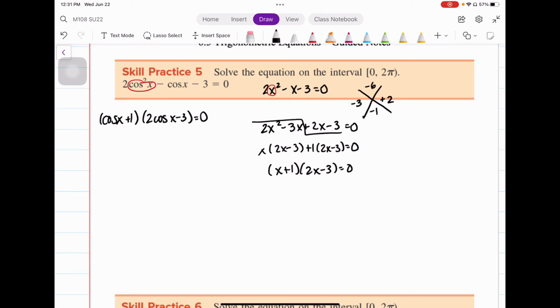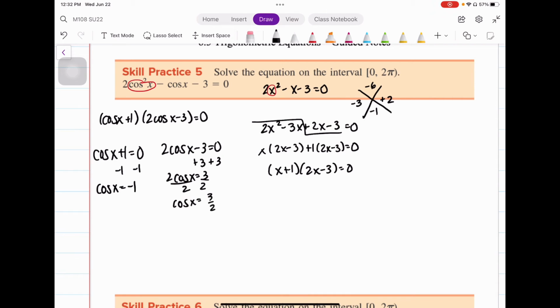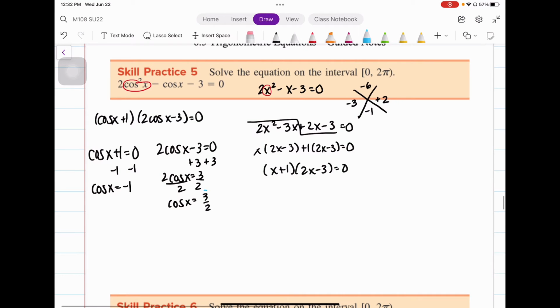And I solve these separately. I have cosine of x plus 1 equals 0 and 2 cosine of x minus 3 equals 0. Isolating the cosine of x term, we have cosine x equals negative 1 and cosine x equals 3 over 2. And we refer to our unit circle to figure out when this is true. Well, on the second piece here, cosine is bounded by negative 1 to 1, and 3 over 2 is larger than that. That is not a solution.